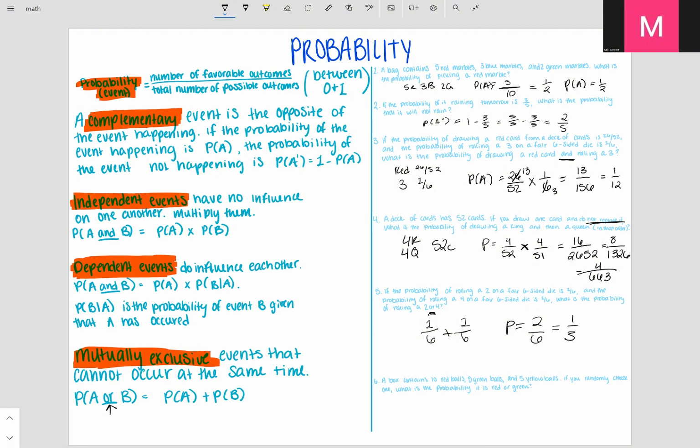Last, a box contains 10 red balls, 5 green balls, and 5 yellow balls. If you randomly choose one, what is the probability it is red or green? So the probability of drawing red is 10 out of 20. Probability of green is 5 out of 20. We're going to add these because it's asking for or. So we have 15 out of 20, which equals 3/4.